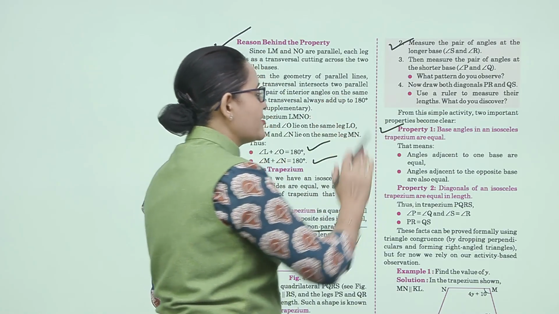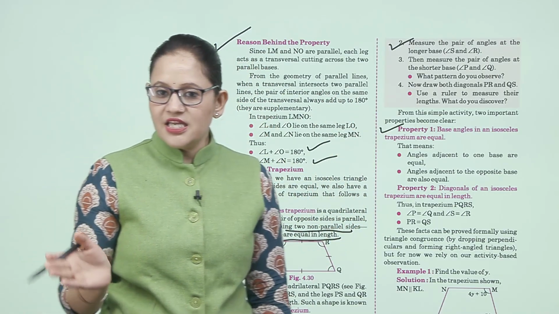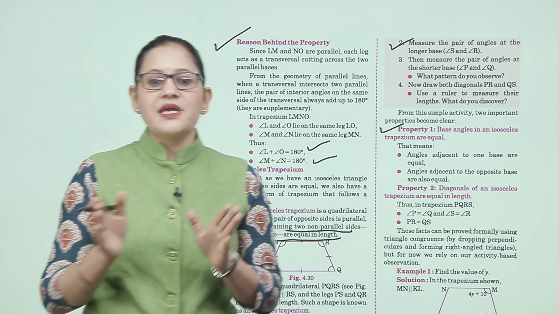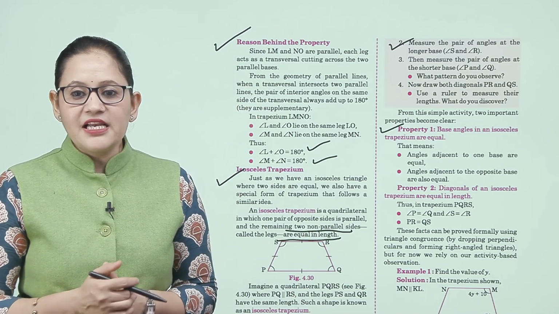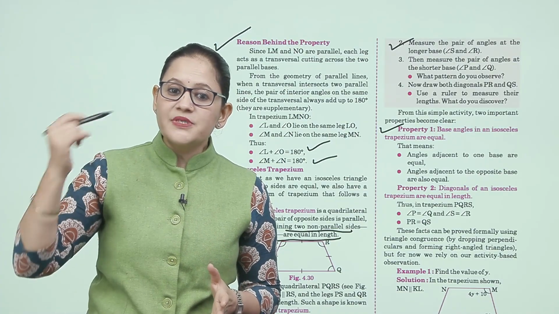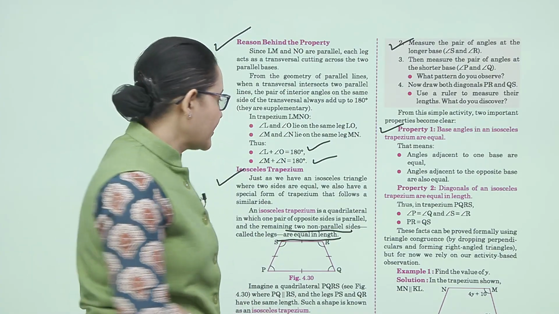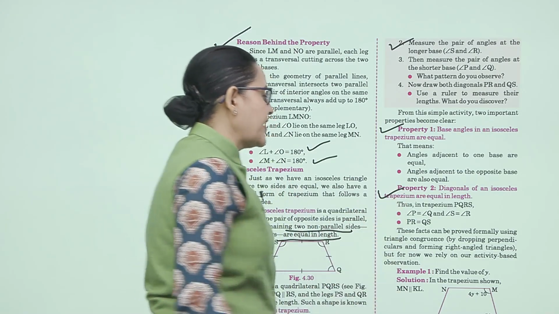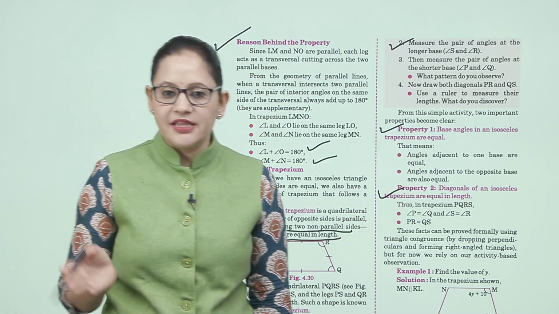From this simple activity, two important properties become clear. Property 1: base angles of an isosceles trapezium are equal. The angles adjacent to the base are equal, and angles adjacent to the opposite base are also equal. Now, property 2: diagonals of an isosceles trapezium are equal in length.